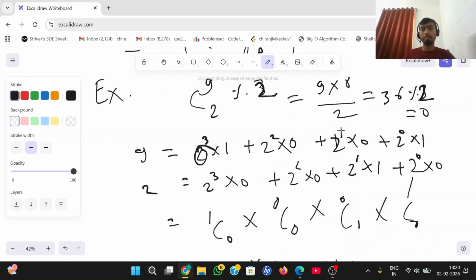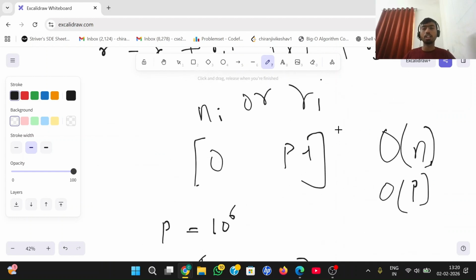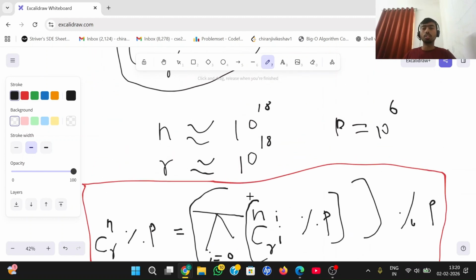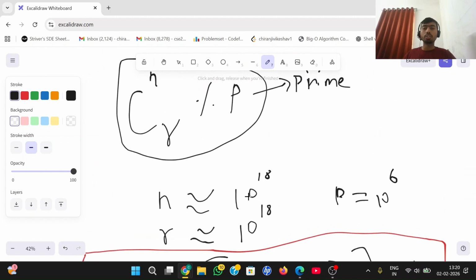So that is all about Lucas theorem. If p is prime, again remember, p is going to be a prime number, and it is approximately in the order of 10 to the power 6. So this is all about Lucas theorem.